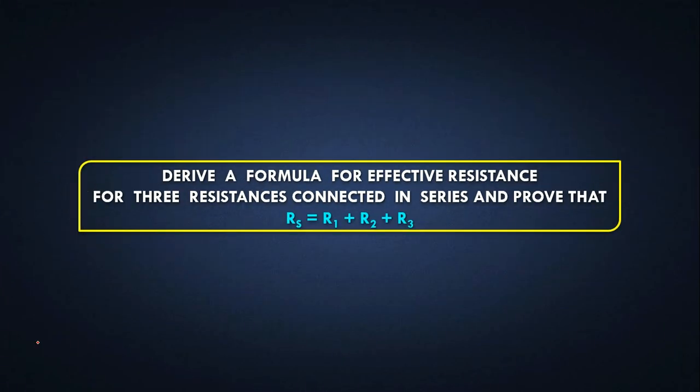Derivation of a formula for the effective resistance of three resistors connected in series, and proving it, has a chance to be asked in the exam. This question has been asked many times, and based on it, problems may also be asked in the exam. The derivation for equivalent resistance in series is Rs equals R1 plus R2 plus R3 when they are connected in series. How to derive this? The steps are very easy.